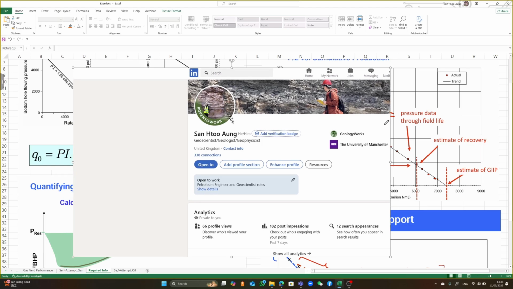This is me, and today we will talk about how we can forecast gas production rates. Using graphical analysis, we can look at how to predict the production rate, maximum flow rate, and minimum flow rate, and also use a pressure against cumulative production plot to estimate the gas initially in place.